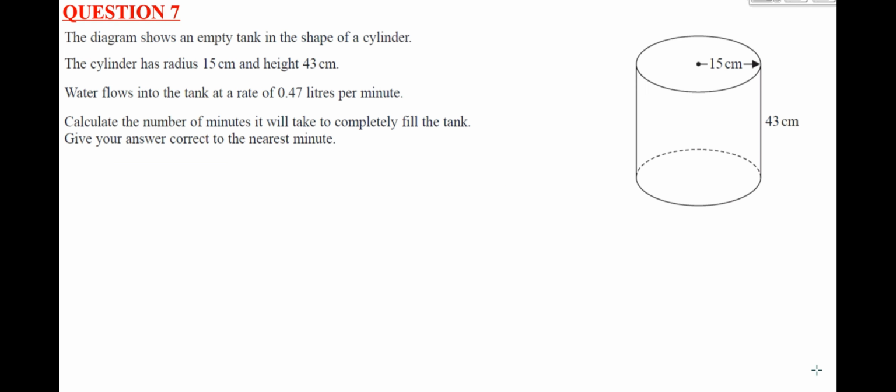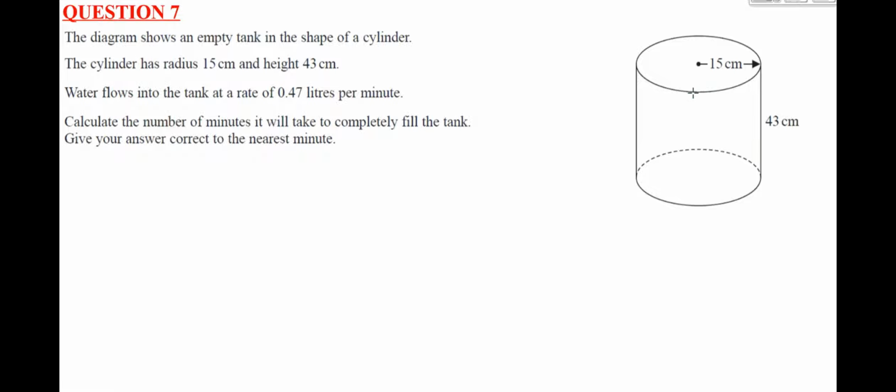So question 7 is a question about a cylinder. So you can almost guess it's going to be about volume or surface area. But it's saying here, we've got an empty tank in the shape of a cylinder as shown. The cylinder has radius 15 centimeters and height 43 centimeters. Now, the fact it says water is flowing into the tank at a rate of 0.47 litres per minute is a giveaway. They're interested in capacity, how much the container actually holds. And another word for capacity essentially is volume.